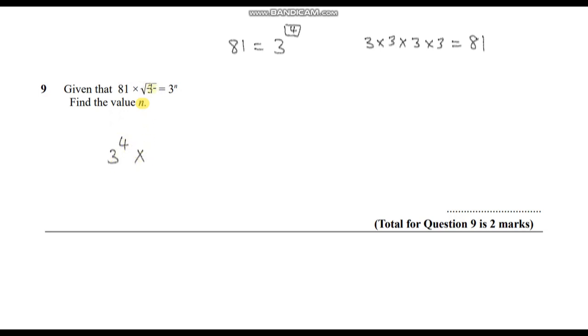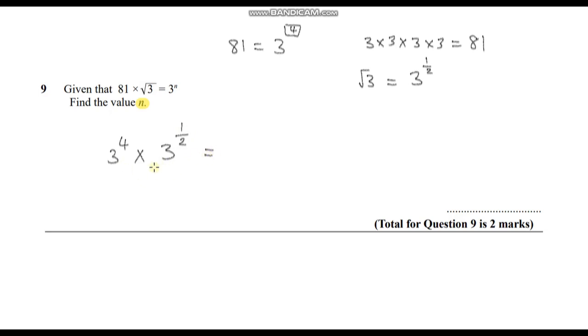And now the square root of 3. How can I write the square root of 3 as a power of 3? Well, whenever we take the square root of something, that's the same as raising it to the half power. These two things are exactly the same. So instead of writing it like this, I can write 3 to the power a half.